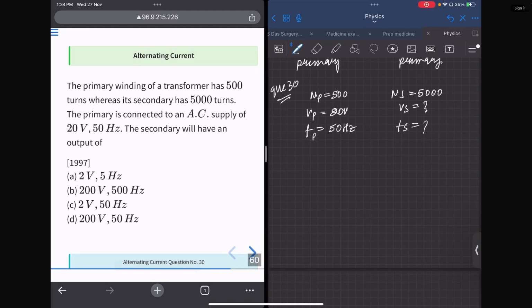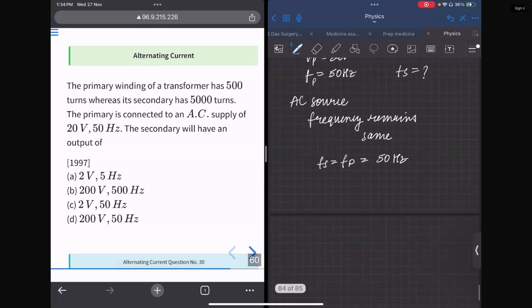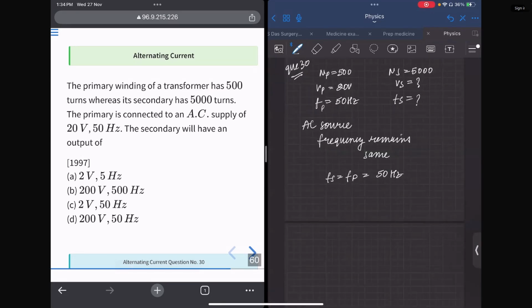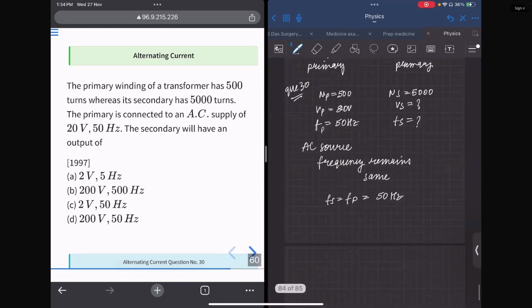We know that in an AC source, the frequency remains the same. So FS would necessarily be FP, which is equal to 50 hertz. We have solved half of the question. Now we need to calculate VS.